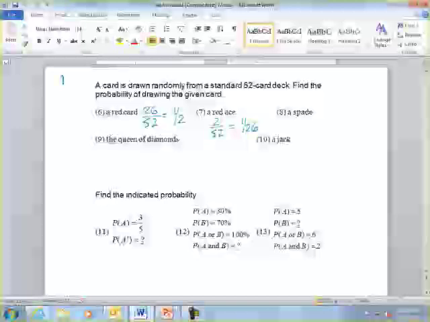A spade, how many spades are there? 13 out of 52, which reduces to 1 out of 4. A spade is one of the 4 suits.